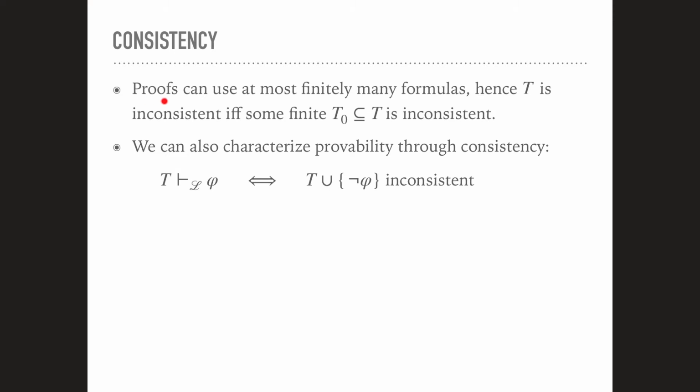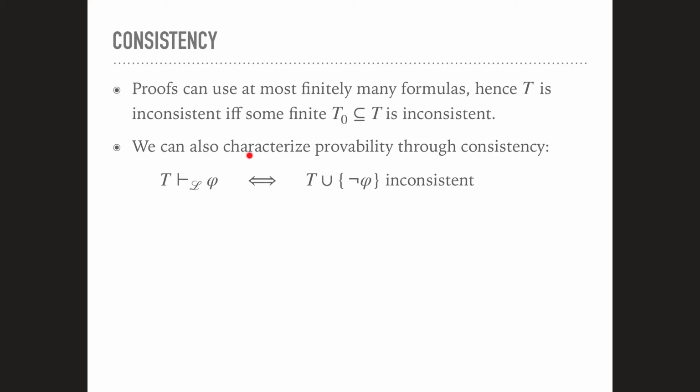Now, since proofs can use at most finitely many formulas, it follows that a theory T is inconsistent if this inconsistency already shows up in a finite subset of T. Because you can use at most finitely many formulas, so if you can prove phi and not phi at the same time, you can do this from a finite subset, namely the set of all formulas that you need to prove phi and not phi from T.